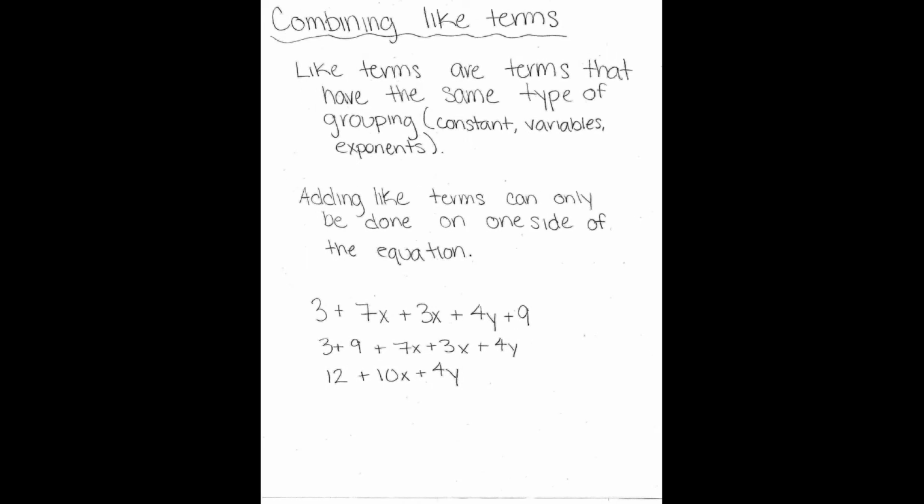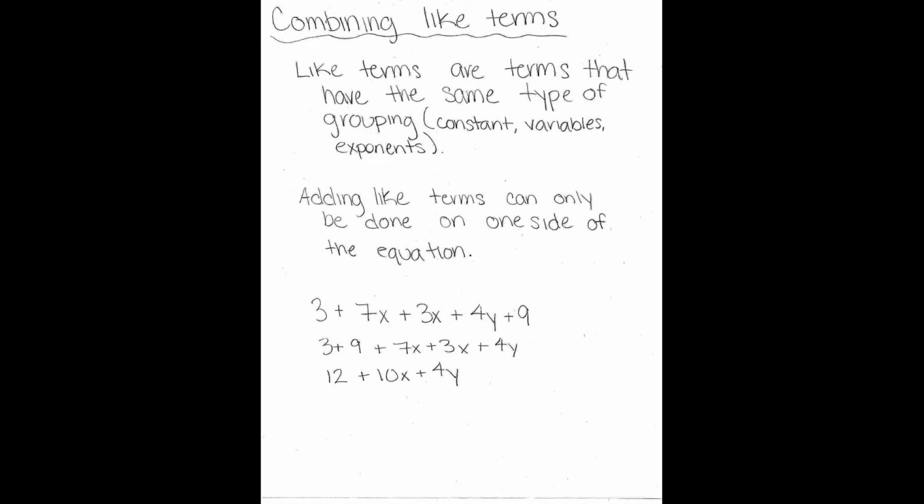Combining like terms. Like terms are terms that have the same type of grouping. These could all be constants, all be the same variable, or all be exponents with the same base. An example would be if we had 3x plus 4x. We could simplify that by combining to have 7x. If we have 3x plus 4y, we cannot combine those because they are using different variables.